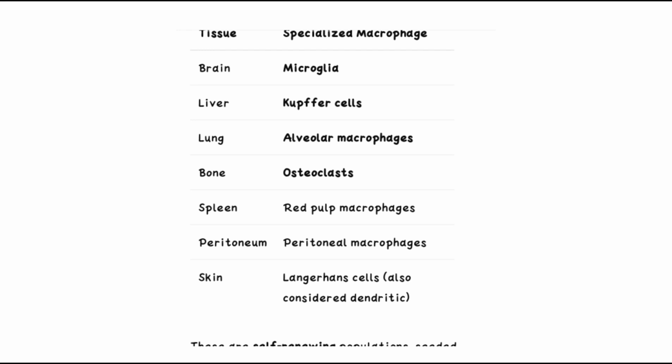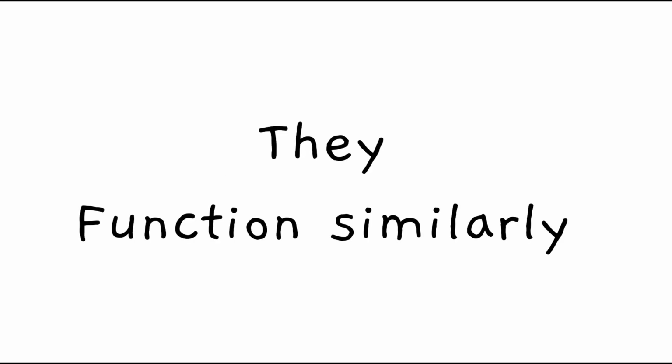In the spleen, splenic macrophages are present. Then in the peritoneum, peritoneal macrophages are present. And though they look different and go by different names, they all function similarly and recognize, engulf, digest and alert. So let's know where they originate from and their development.